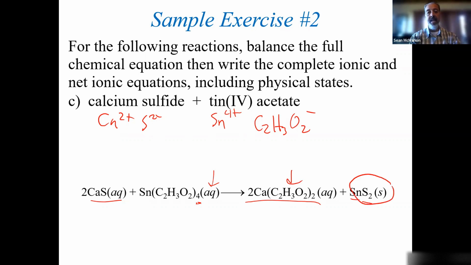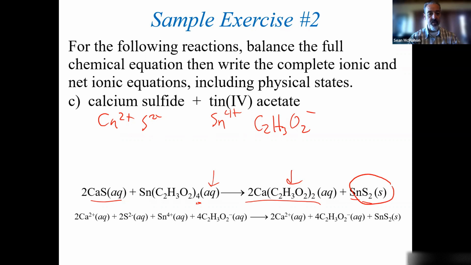So this is my molecular equation. What do I need to do? Total ionic. 2 calcium, 2 sulfides. Why? Because I had to balance it with the 2s.